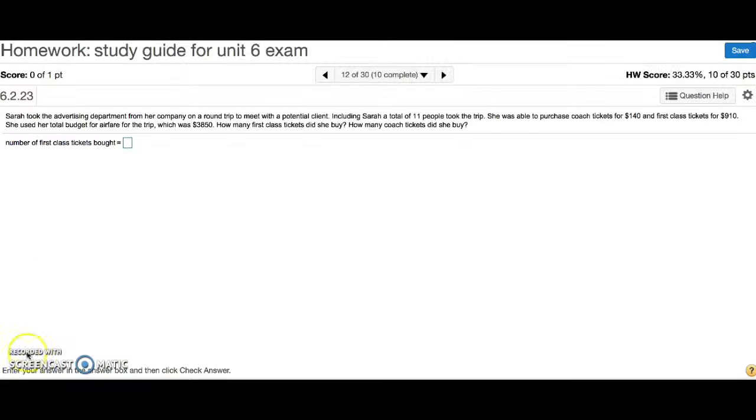That's number 11. All right, number 12. Sarah took the advertising department from her company on a round trip to meet with a potential client. Including Sarah, a total of 11 people took the trip. She was able to purchase coach tickets for $140 and first class tickets for $910. She used her total budget for airfare for the trip, which was $3,850. How many first class tickets did she buy, and how many coach tickets did she buy?